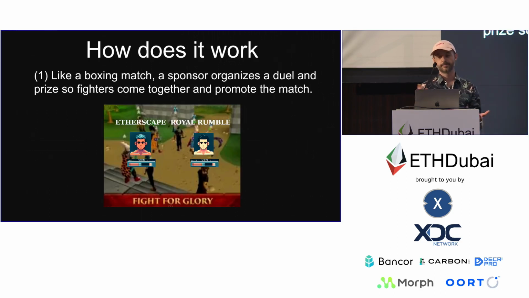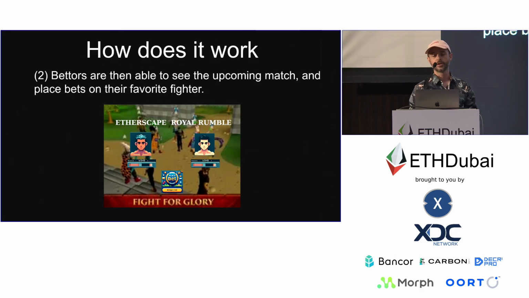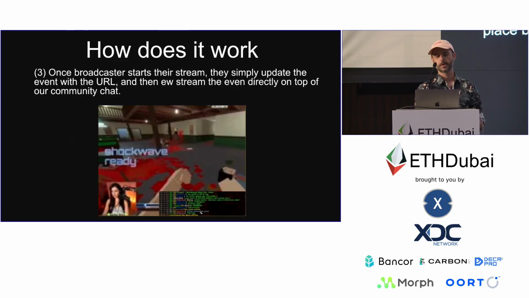So how does it work? Similar to a boxing match, sponsors organize a duel. They pick 2 fighters or more, and then they bring them online. They can brand the match, and then they launch the match live. Once the match goes live, there's a stream of matches. Bettors can come in. They can place a bet in one of the matches. They can choose one of the fighters and put a bet on them.